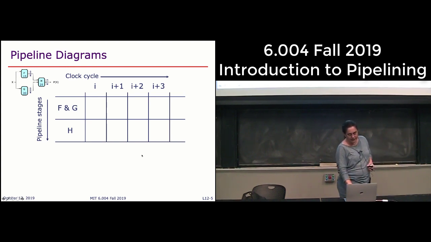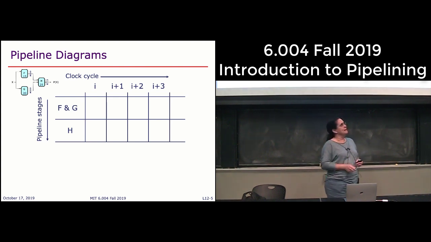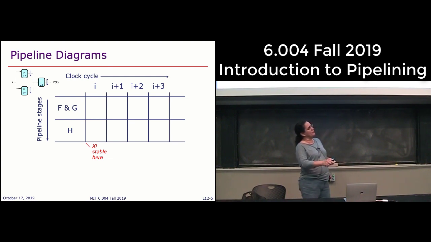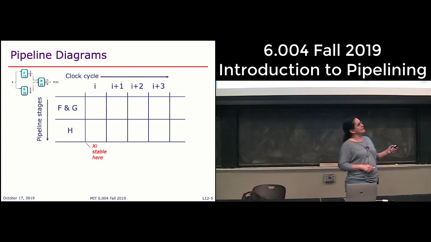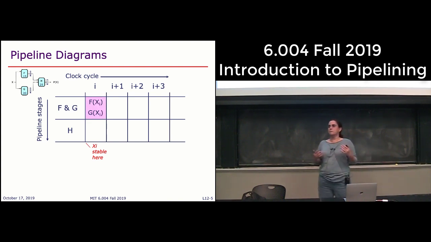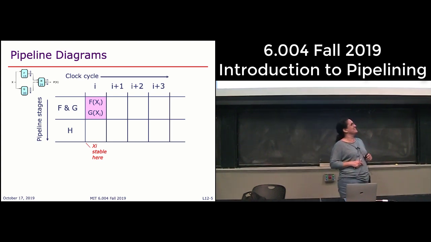Well, basically what we've got is our rows are our pipeline stages. So here in stage 1, we have F and G running. In stage 2, we have H running. And then our columns are our clock cycles, or our time. So basically at time I, we have our first input available to us. Just before that clock cycle begins, X sub I has to be stable. And now during cycle I, F and G are going to be computing the outputs based on X sub I.